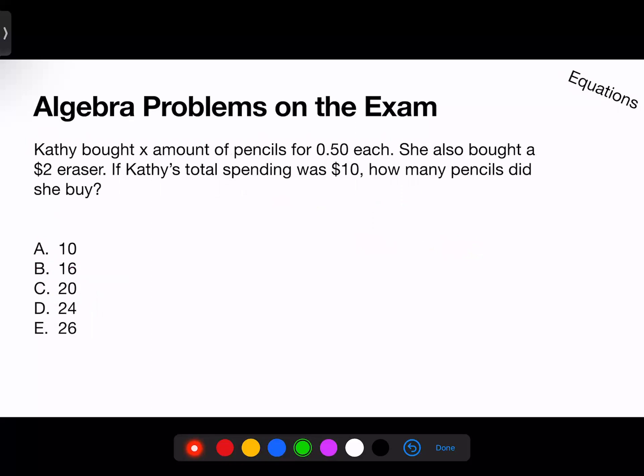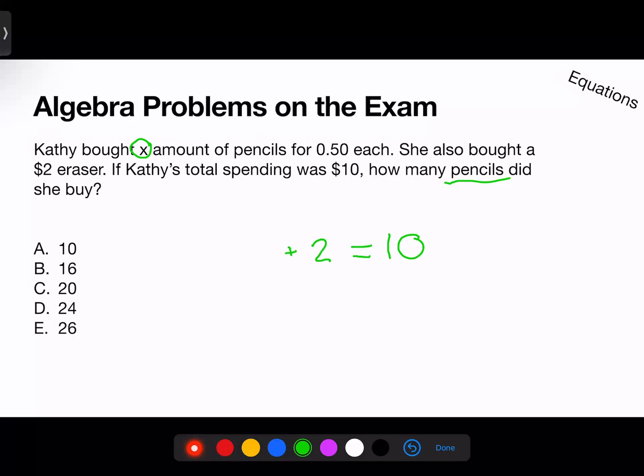Kathy bought x amount of pencils for 50 cents each. She also bought a $2 eraser. If Kathy's total spending was $10, how many pencils did she buy? In this equation, it's apparent that we're solving for x. How many pencils? We know her total is $10, so we can place that on one side of the equation. The other side of the equation will be the breakdown of her costs. We know that the eraser cost $2.